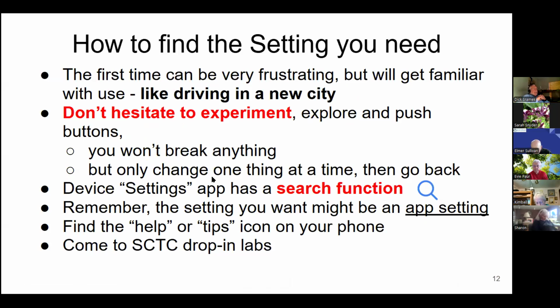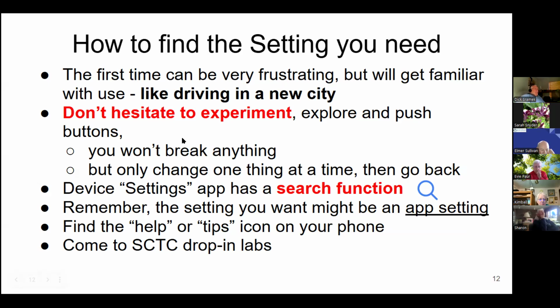So how to find the settings you need. The first time you get a new phone, it can be very frustrating, but it will get familiar with use. It's like driving for the first time in a new city you've never been in before. You want to get from where you're living to some place. You got a map. You start driving. You make wrong turns. You get into dead ends. Finally, you get to where you want to go. But after you do it several times, you'll wonder why was it so hard? Because this is straightforward. I know how to do it. And so navigating through settings is pretty much the same thing. After you do it several times, you'll get quite used to it, and the frustration goes away.